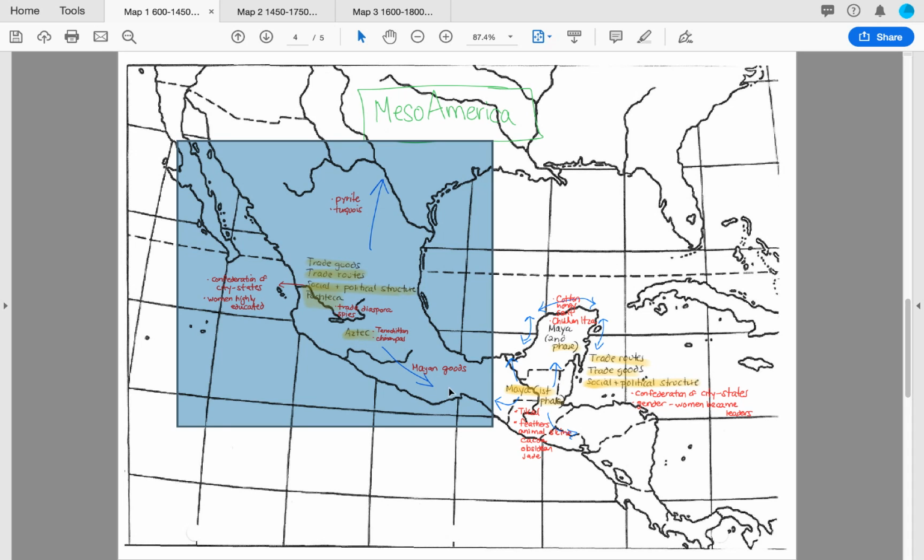Trade-wise, they're tapping into, as you can see here, I have Mayan goods. They're tapping into all of these older trade routes. So those continue to be part of the Mayan civilization, but they're also extending some of the trade routes further north into the southern part of what is today the United States. From those trade routes, they're gaining access to turquoise, a semi-precious stone, and pyrite, which they're using to make into mirrors, among other goods.